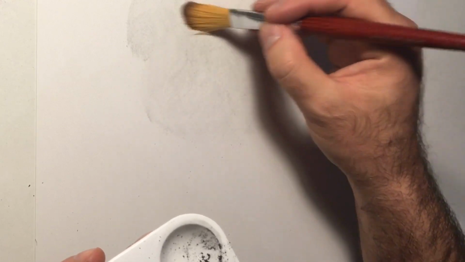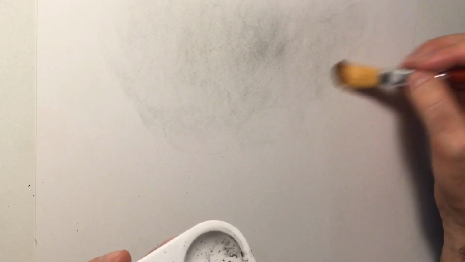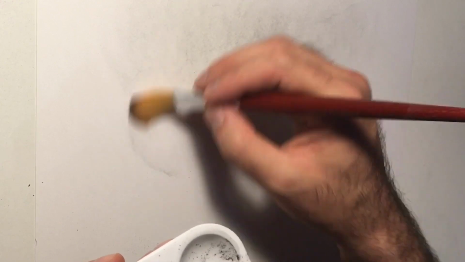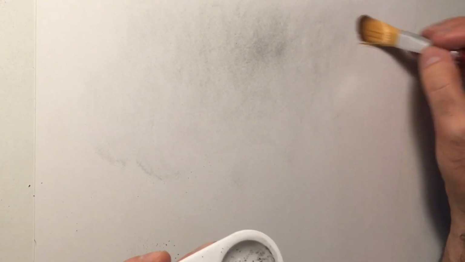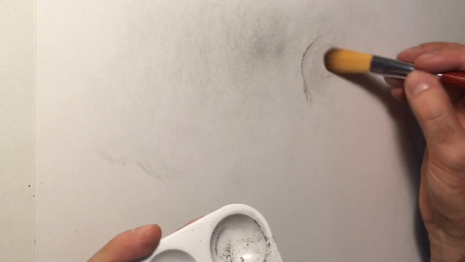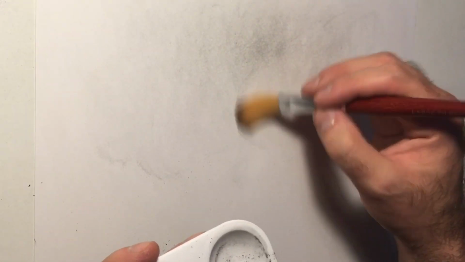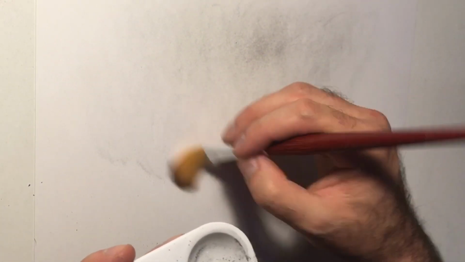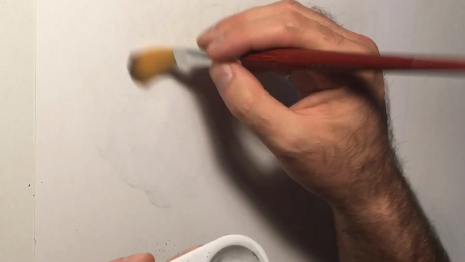Now, some of this is going into the Strathmore Bristol board. Some of it you can see is still moving around, I think because it is a smooth surface. Now, looking at his art, I don't see a whole lot of grit to the paper, and you need at least some of that in order for this to catch. But otherwise, we're going to do what we're doing now, which is on a smooth surface. Eventually, you'll get it in there.